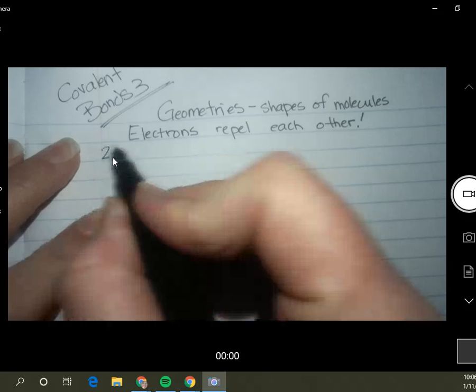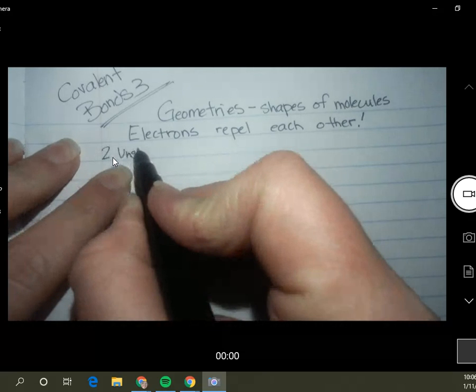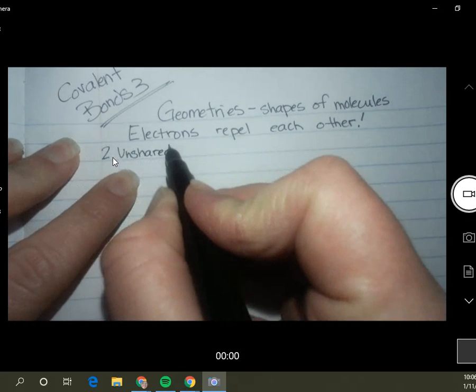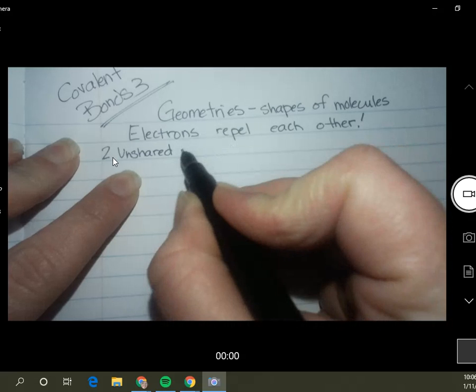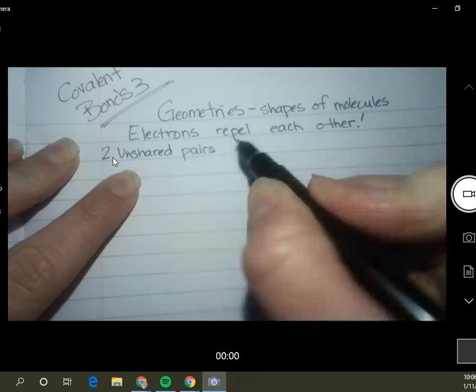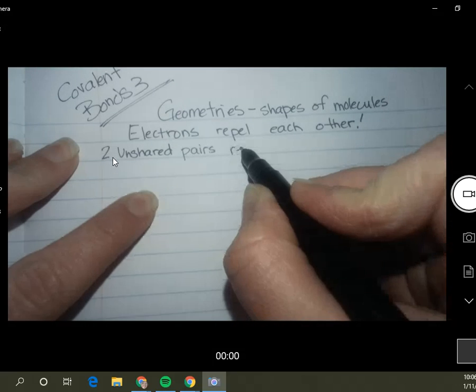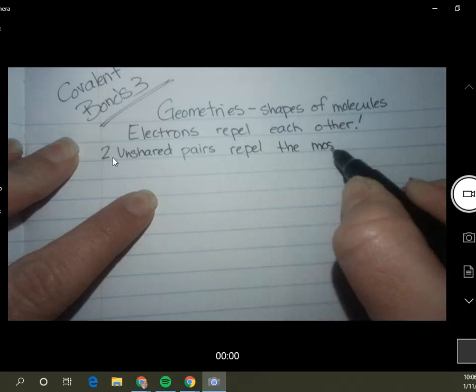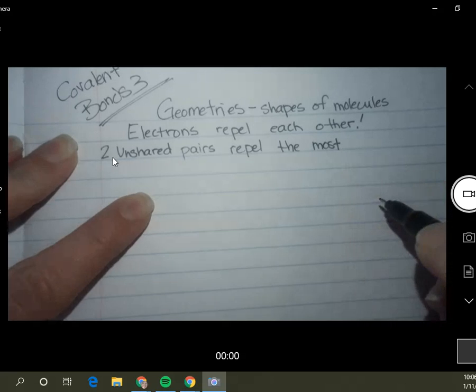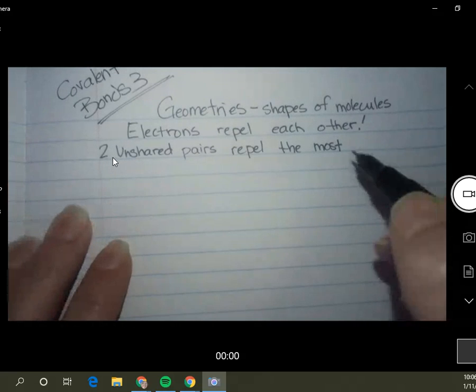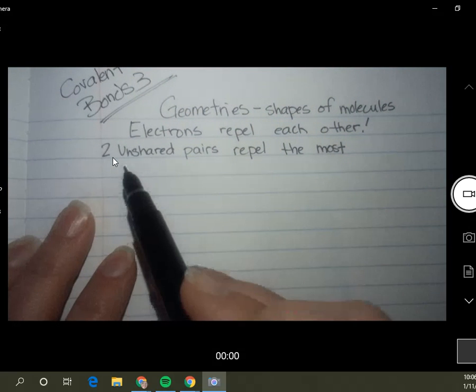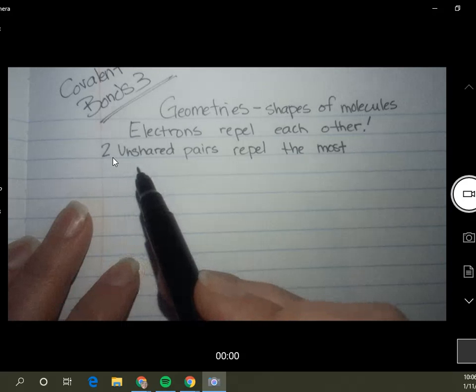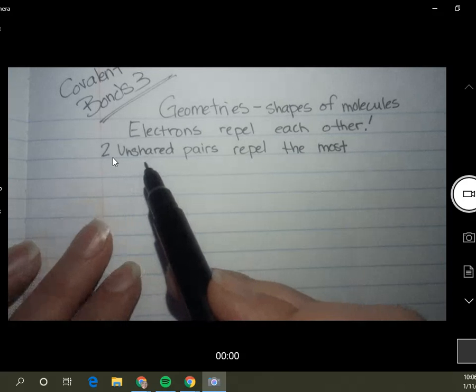So 2 unshared pairs repel the most. And we'll talk about what that really means, but if you think, okay, there's 4 electrons pushing against each other. That's a lot of negative to negative repulsion.